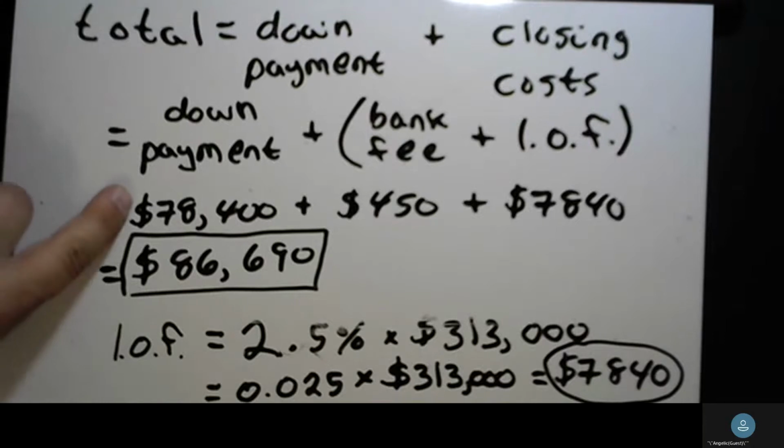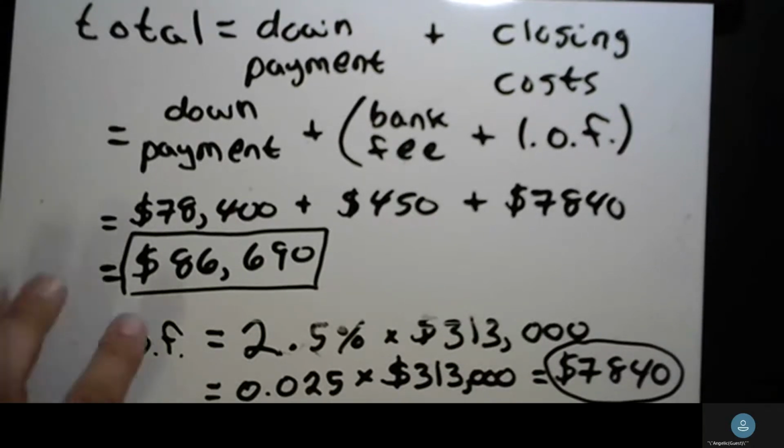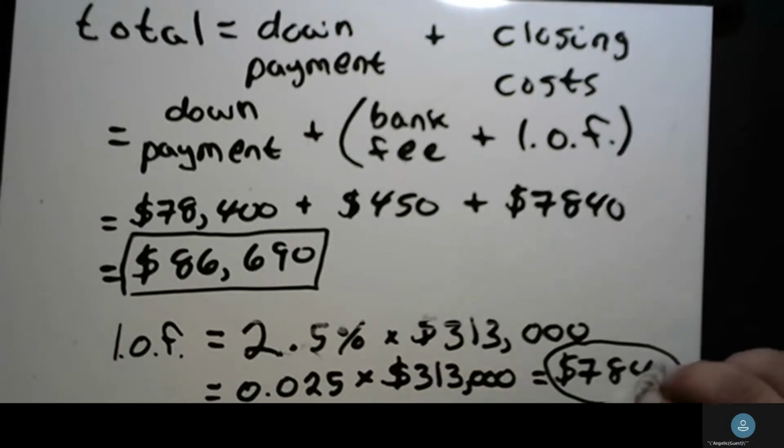So you look at the down payment, you say, well, the down payment's 78,000, but there's going to be these other fees here, and that's going to boost up the amount of money you need to show up with at the bank.